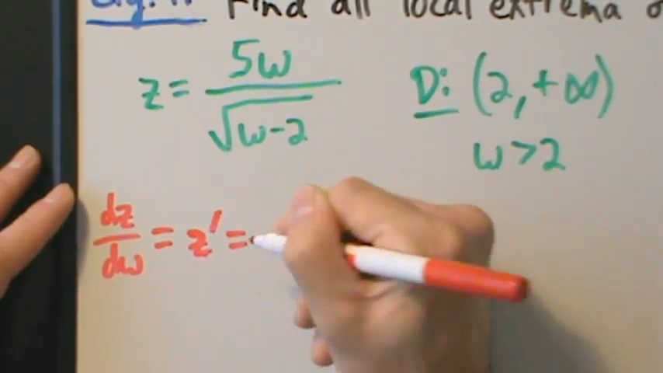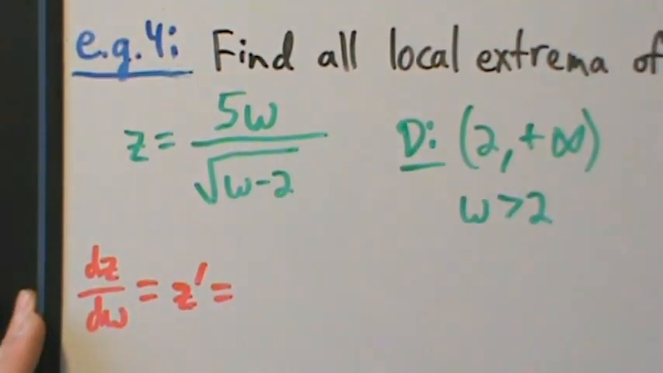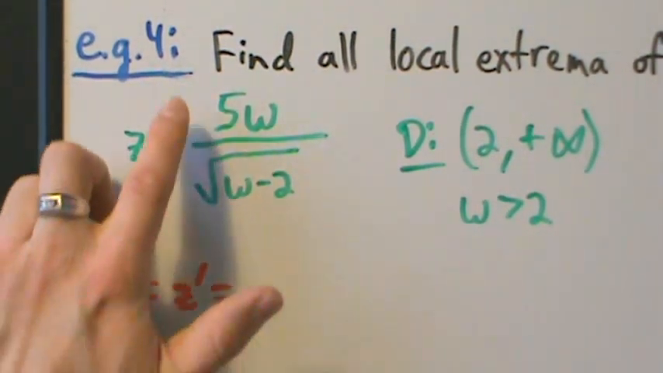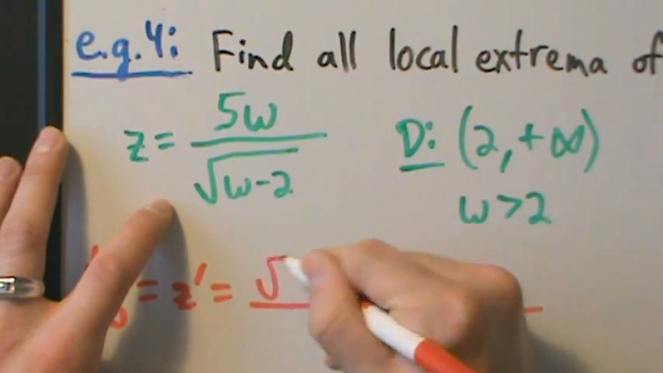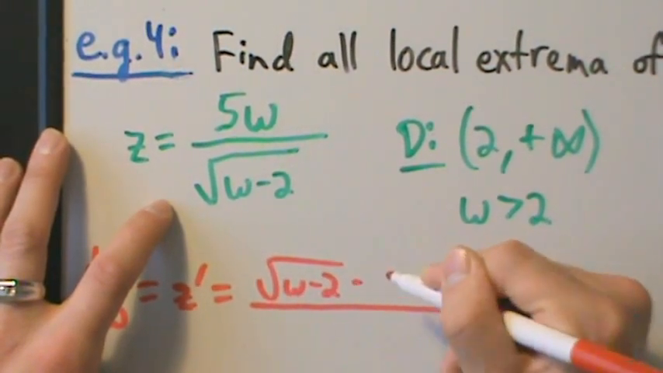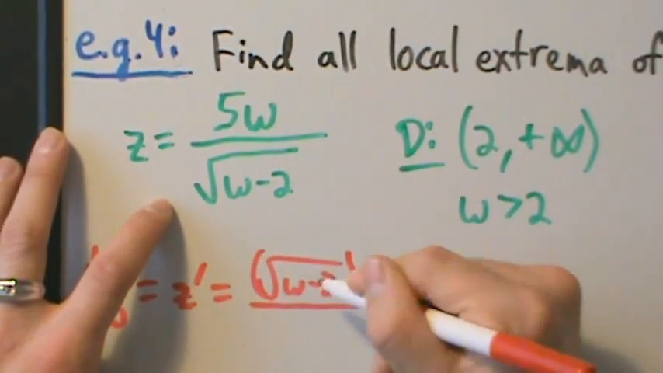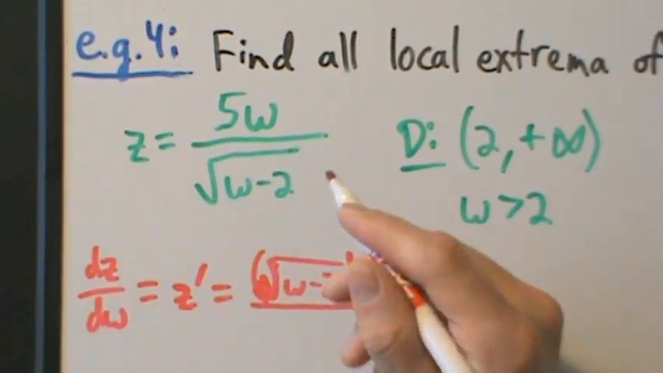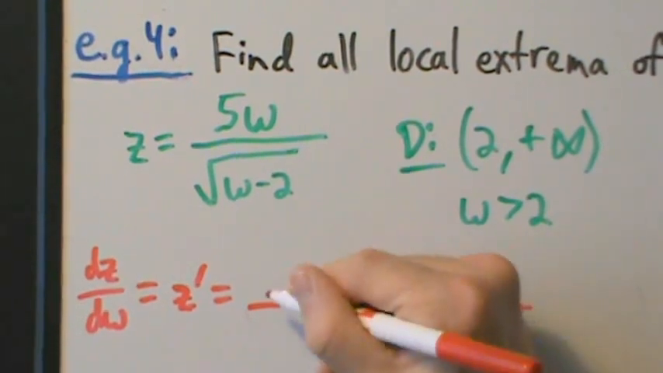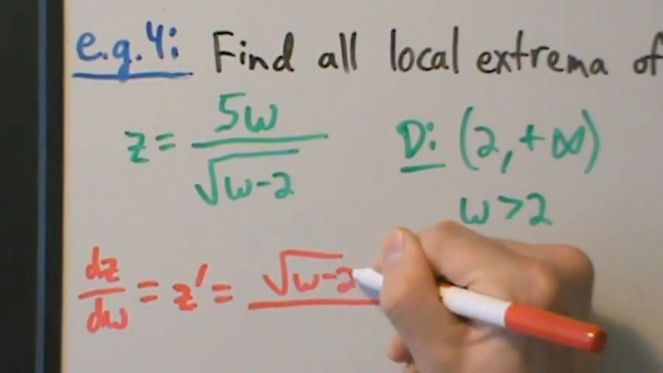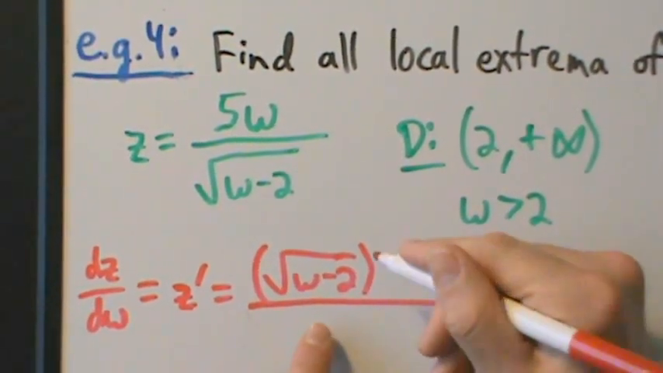So z primed equals, we're going to have a quotient rule thing here, right? We have a top and a bottom. So quotient rule says the derivative is bottom times the derivative of the top. Okay, so here's the bottom, it's the square root of, let's be a little more neat with that, sorry about that. Bottom is square root of w minus 2. Okay, so bottom times the derivative of the top.